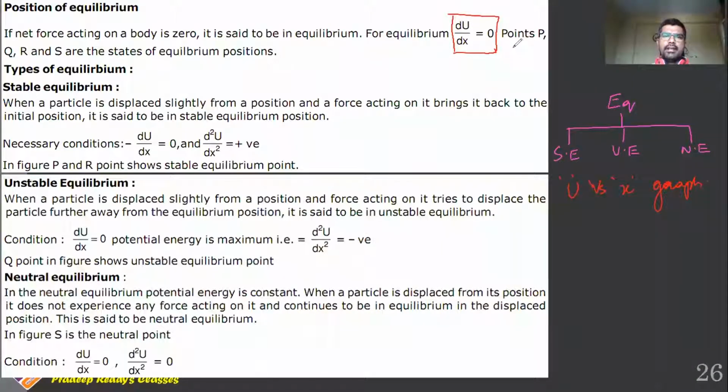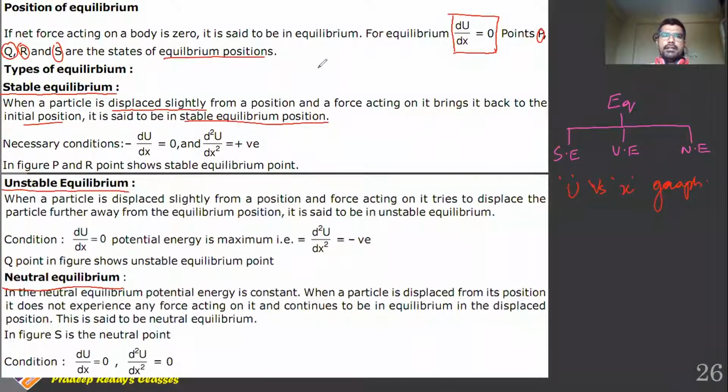So in the graph, just like how we have learned, points P, Q, R and S are the states of equilibrium positions. And as I told you, there are three different types of equilibrium: stable equilibrium, unstable equilibrium, and neutral equilibrium. Stable equilibrium is where, if the object is displaced slightly from a position and a force acting on it brings it back to the initial position, it is said to be a stable equilibrium position.